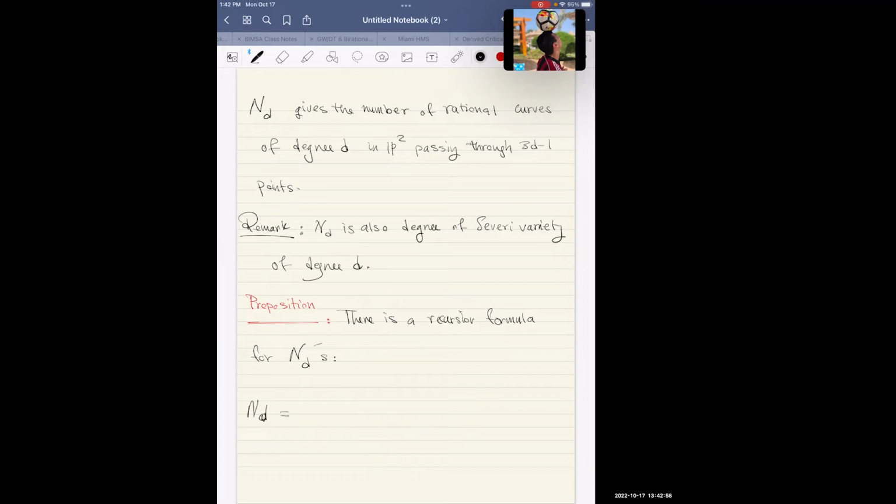So N d is going to be a sum over d equal to d1 plus d2, where d1 and d2 both need to be integers bigger than 0, of N of d1 times N of d2 times d1 squared times d2 squared times the choice of 3d1 minus 2 points out of 3d minus 4 points, minus d1 cubed times d2 times the choice of 3d1 minus 1 out of 3d minus 4 points. And this whole thing is inside a big bracket.